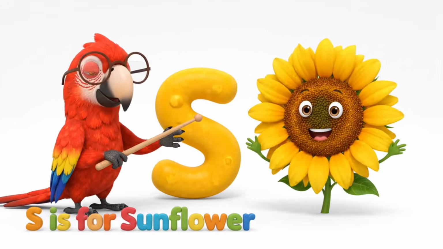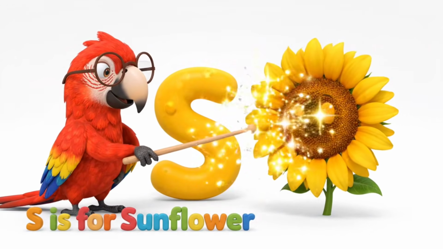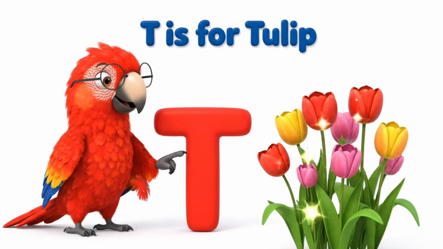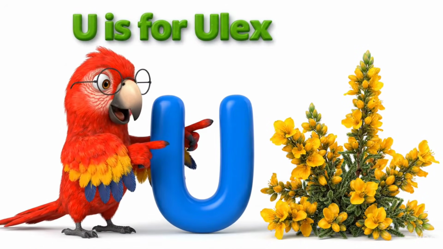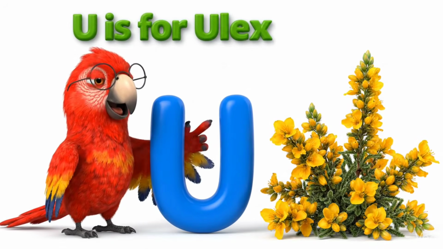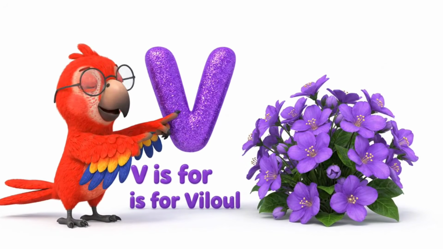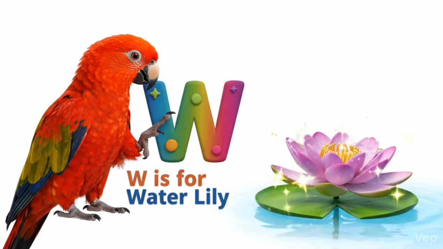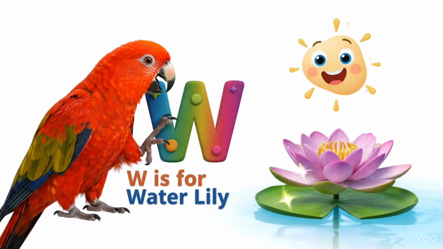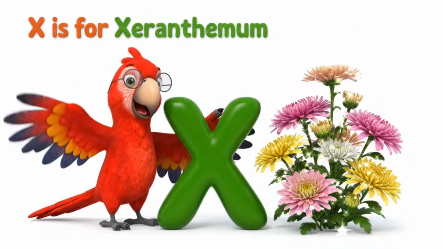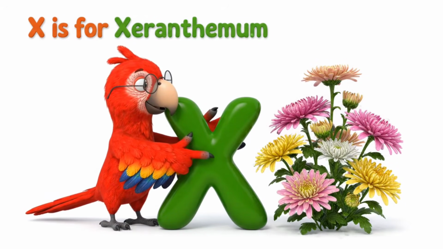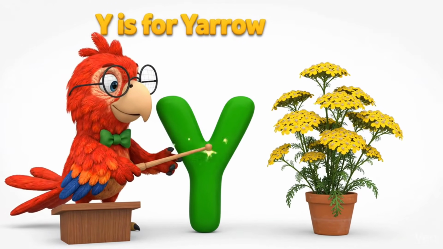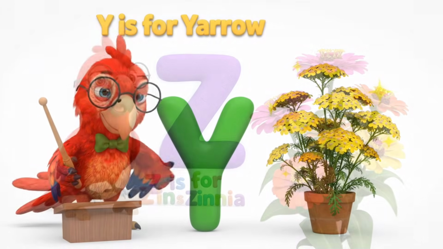S is for Sunflower. T is for Tulip. U is for Ulex. V is for Violet. W is for Water Lily. X is for Chrysanthemum. Y is for Yarrow. Z is for Zinnia.